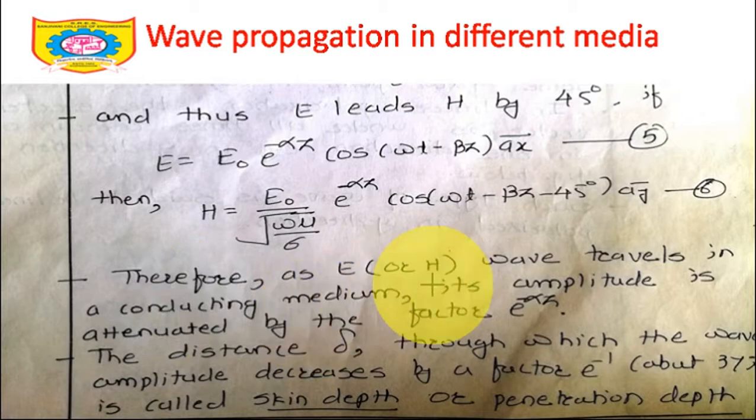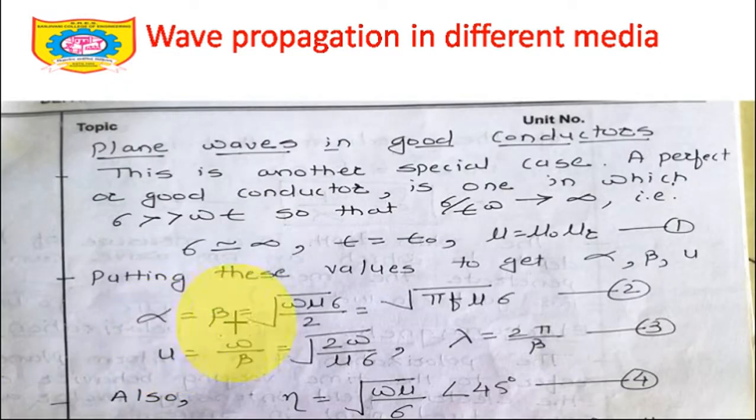And therefore, as the E bar or H bar wave travels in the conducting medium, the amplitude is attenuated by the factor of alpha. The distance delta through which the wave amplitude decreases by the factor of e raised to minus 1, or 37%, is called skin depth. The skin depth concept is already covered in the transmission line lecture. You just go through it, and for the equation for delta, I'll just repeat this: alpha equal to beta, you have got this value. Remember this expression: delta is equal to 1 by alpha is equal to 1 by beta.